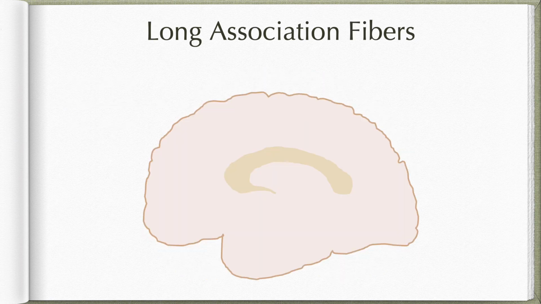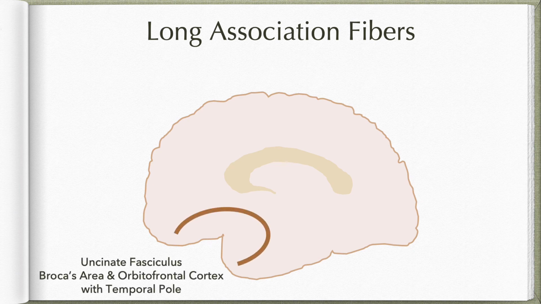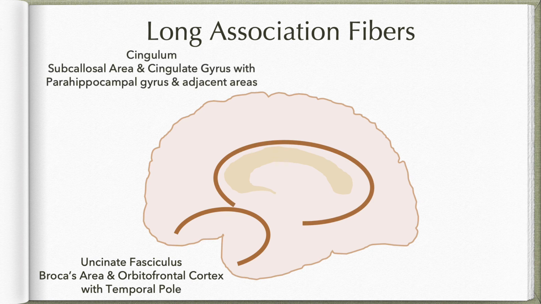The second group is the long association fibers. They have definite names. We have uncinate fasciculus, which connects Broca's area and orbitofrontal cortex in the frontal lobe with the temporal pole. So these fibers will be turning around the stem of the lateral sulcus. They connect some areas in the frontal lobe with the temporal pole. The second group of long association fiber bundle is the cingulum. This will be underlying the cingulate cortex. It connects subcallosal area and cingulate gyrus with the parahippocampal gyrus and adjacent temporal lobe areas.